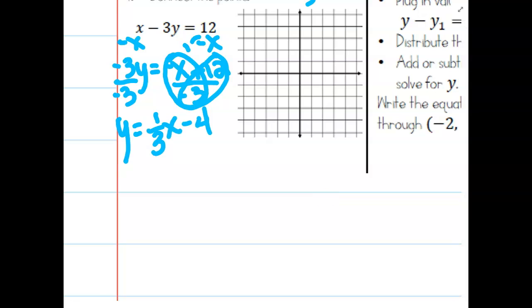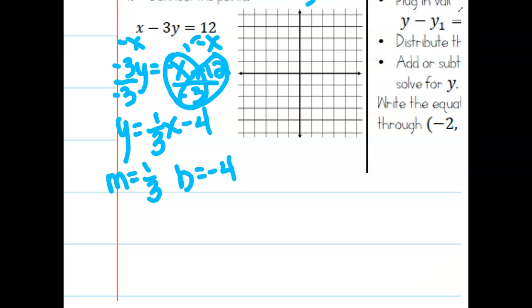So once it's in y equals, we can say, okay, the slope is 1/3. The y-intercept is negative 4. Now remember what the slope tells me? It gives me a really good idea what the line looks like. This line is going to rise 1, run 3, rise 1, run 3. I can already tell you without actually graphing this, it's going to look about like that. Rise 1, run 3, be back on the line.